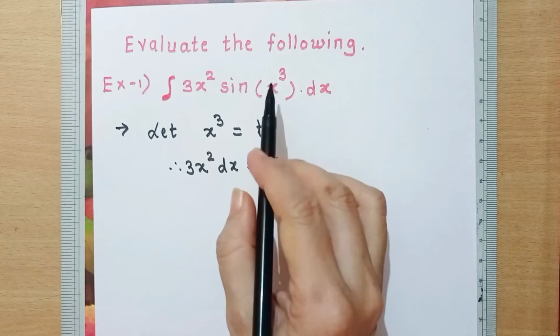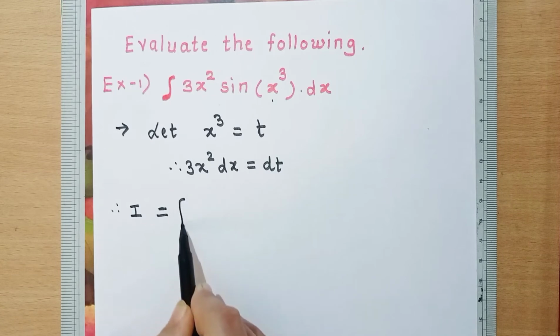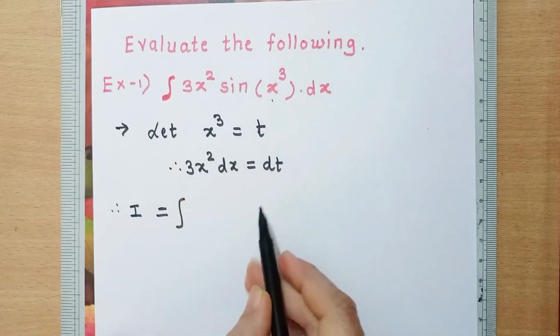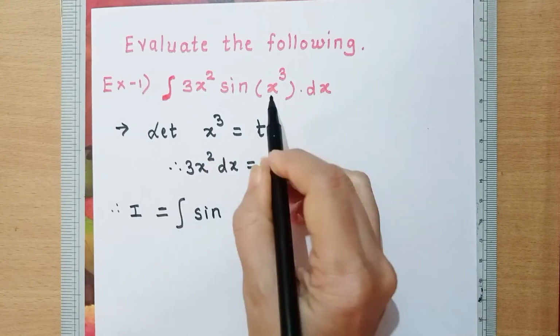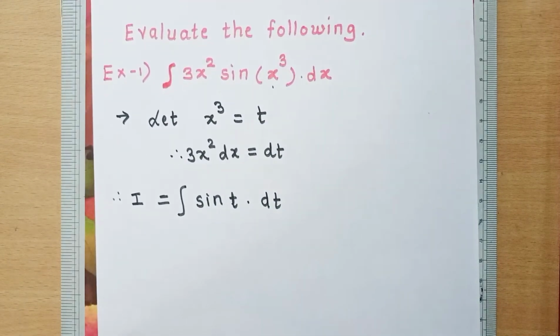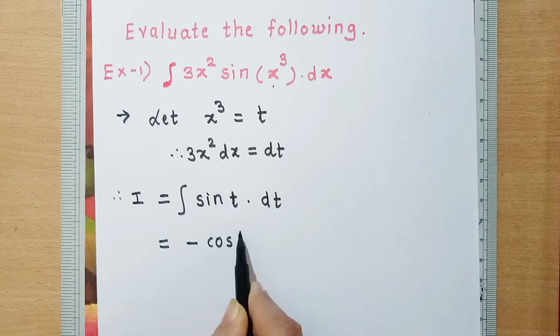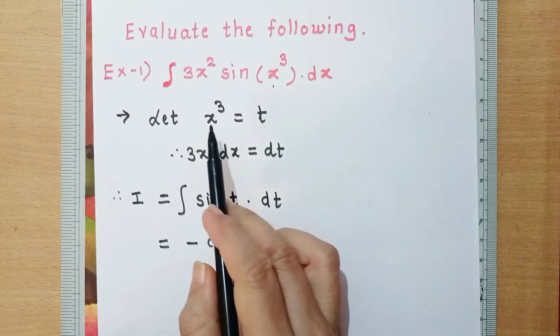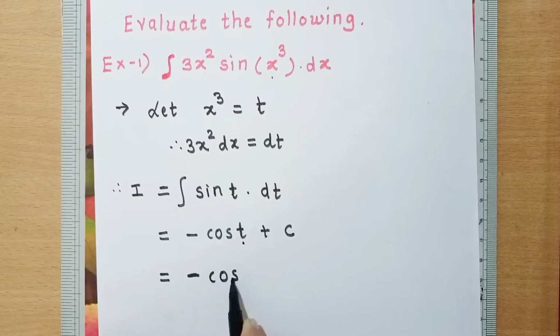Now we will substitute these two here, and therefore this integral I equals integration of 3x square dx, which is dt, and sine of x cube, which means t. So the integration of sine is minus cos of t, plus c. And in the last step, substitute t with the function of x, which is x cube. So the final answer is minus cos of x cube plus c.